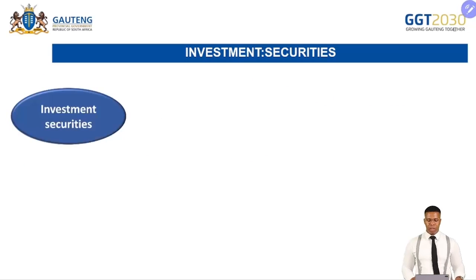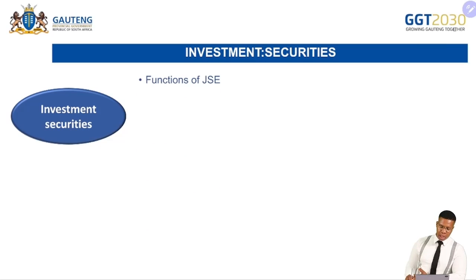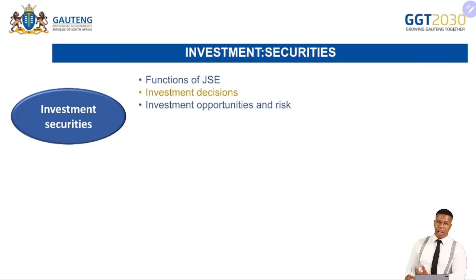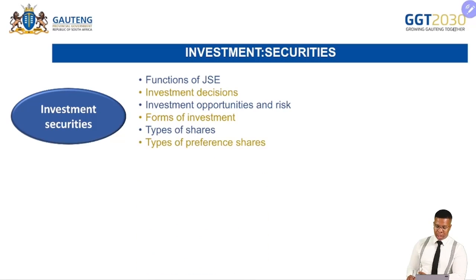Then we look into another subtopic there, which is your investment security. The focus there should be your functions of JSE. We should also look into investment decisions. These are considered to be factors to be considered before making an investment decision. And then you also look into your investment opportunities and their risks, together with the forms of investment, types of shares, together with types of preference shares, and simple and compound interest.